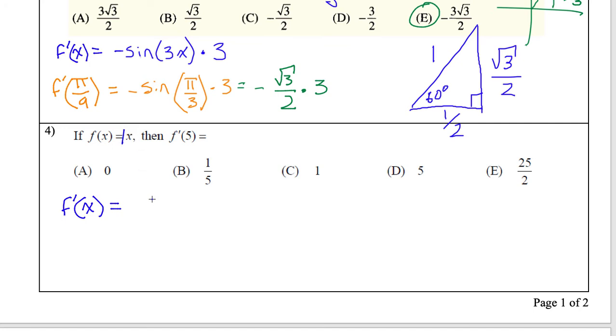It was 1x, so it turns into just 1. And then if I plug in f prime of 5, if I plug in 5, it's still 1. There's no x to plug into, so it stays 1. Answer here is C.